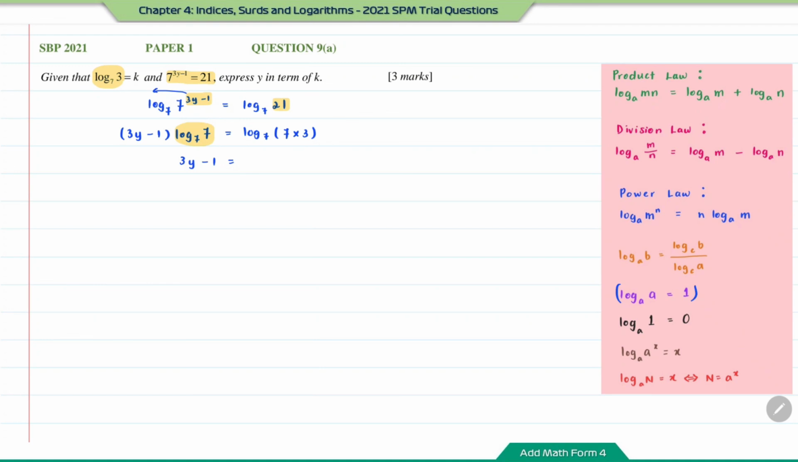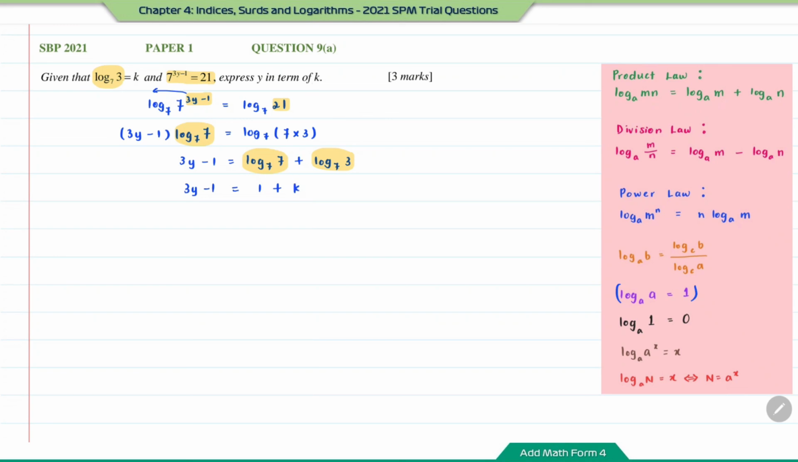On the right hand side, using the product law, I can write this as log base 7 of 7 plus log base 7 of 3. Again, this log base 7 of 7 is equal to 1. And this log base 7 of 3 is equal to k.